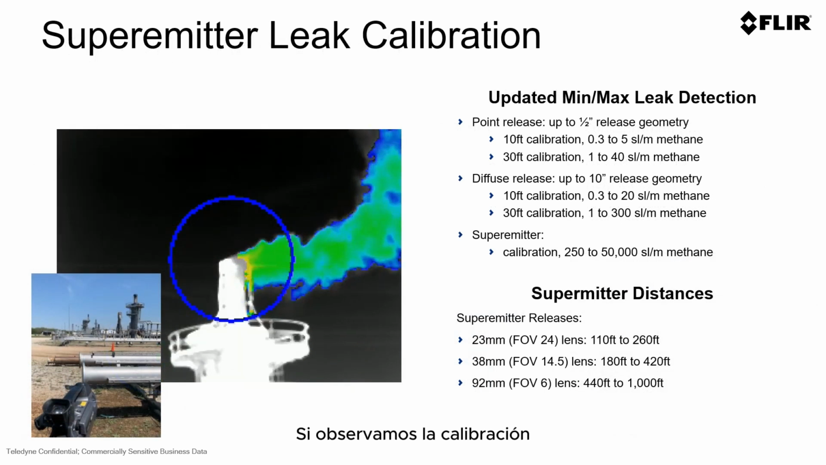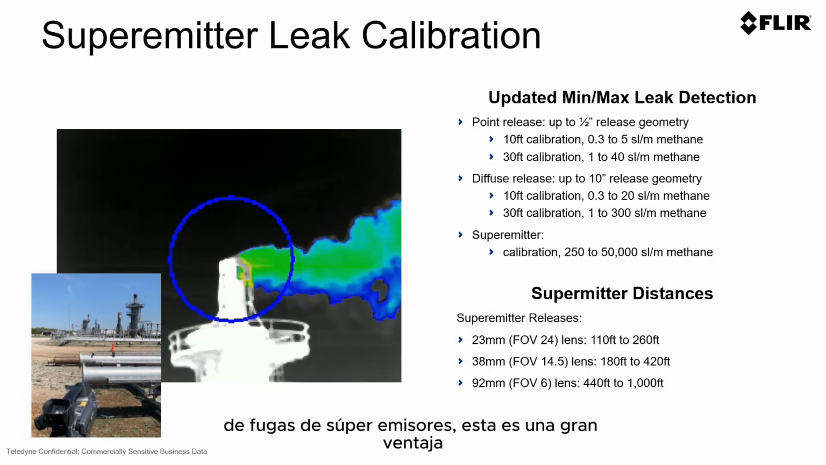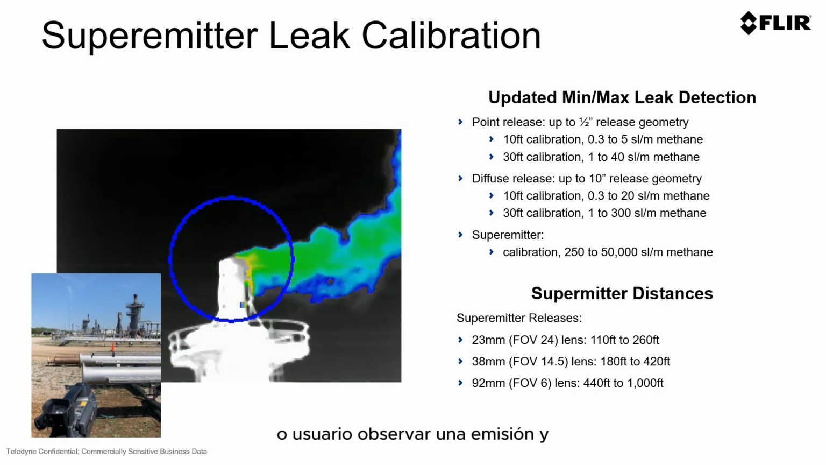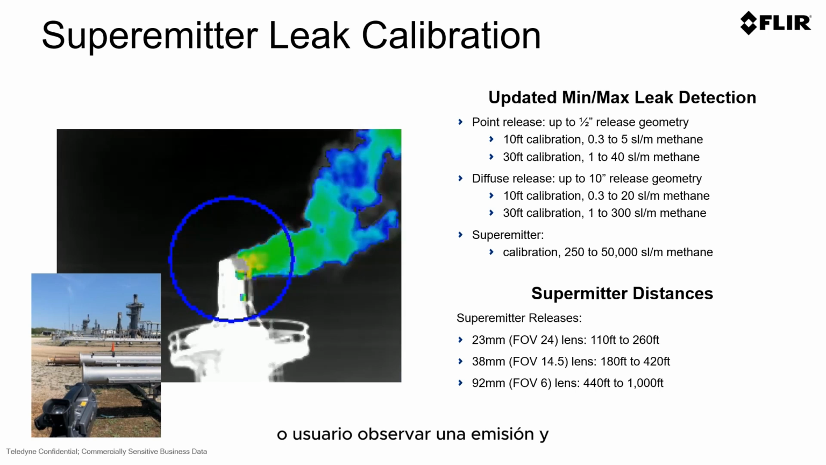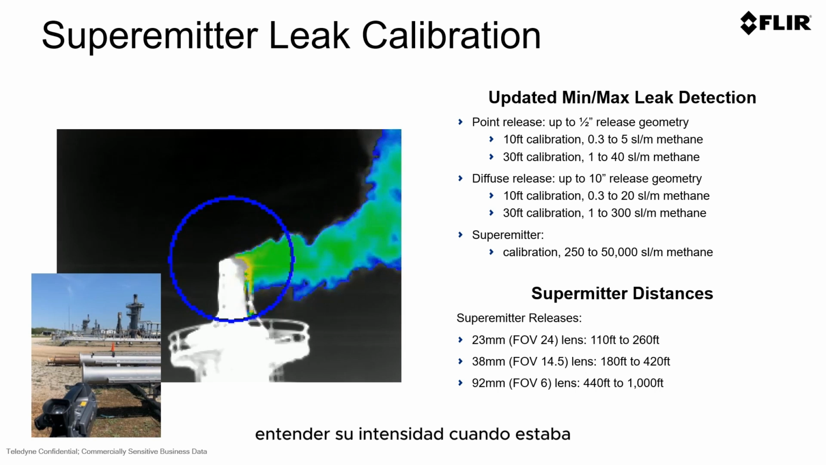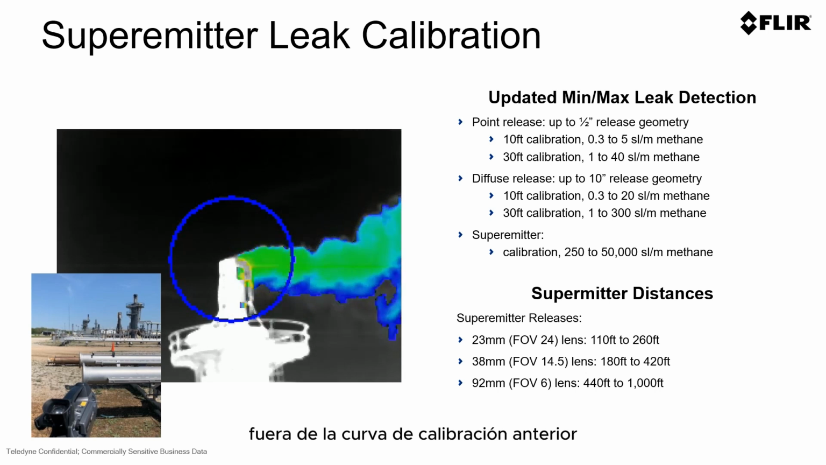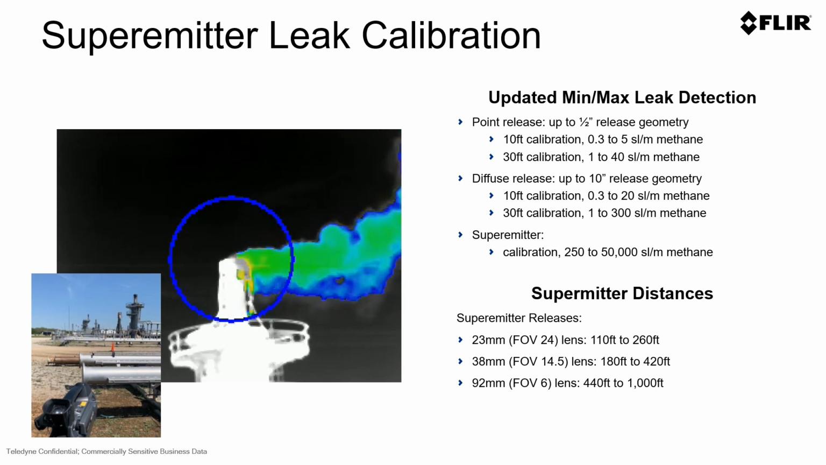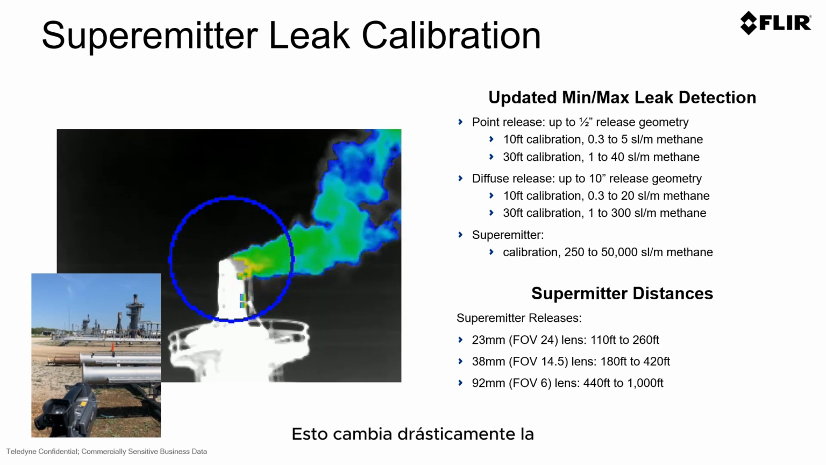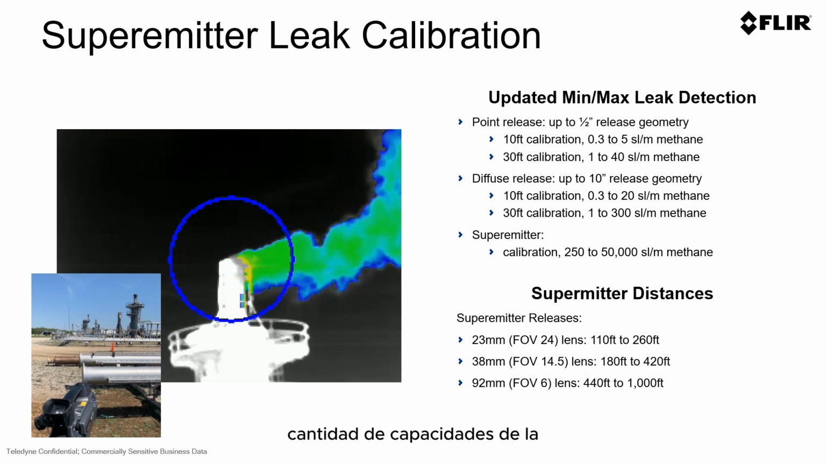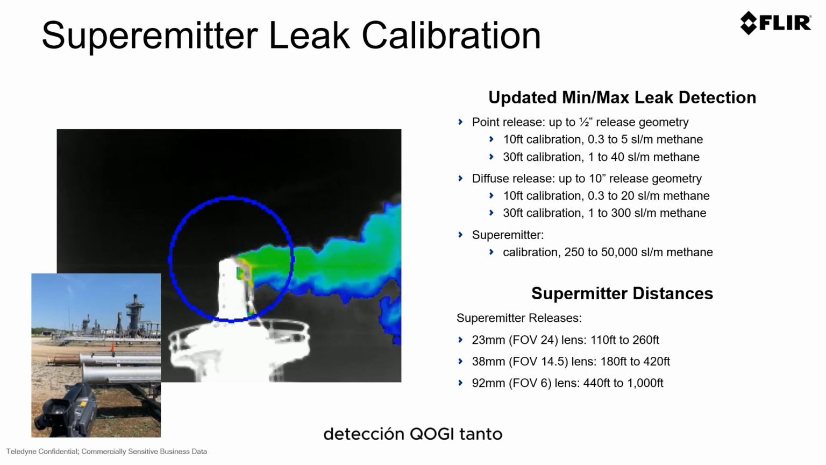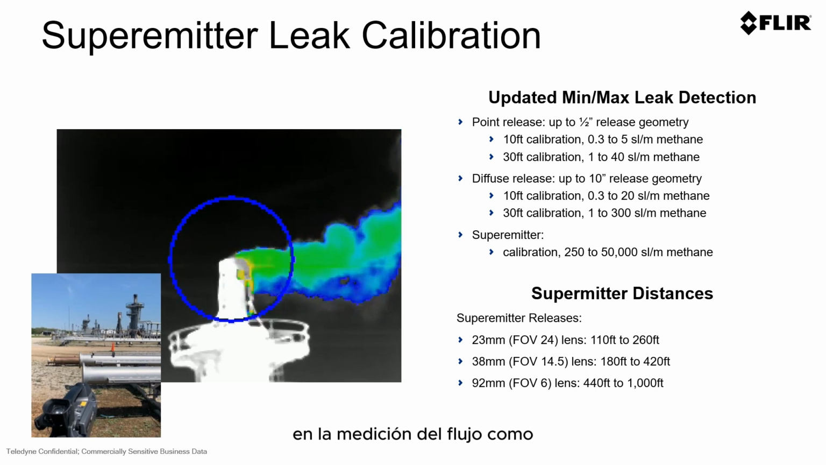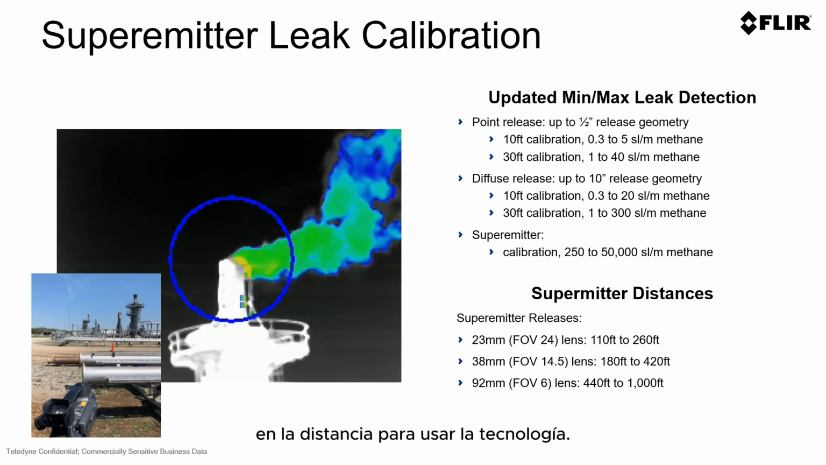If we look at the super emitter leak calibration, this is a huge advantage to the camera. This allows an operator or a user to look at an emission and understand its intensity when it was outside of the previous calibration curve of the QOGI solution. This changes dramatically the amount of capabilities of the QOGI detection in both the flow measurement as well as the distance to use the technology.